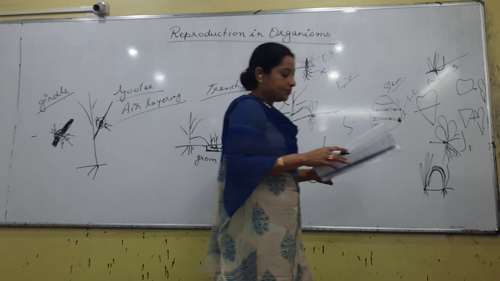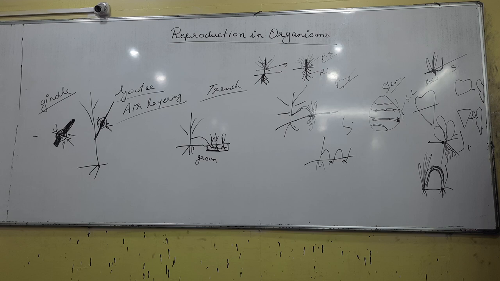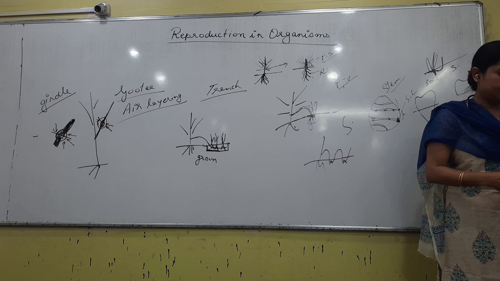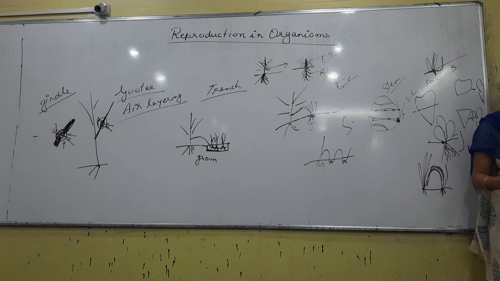Go through this one, air layering, read the point. Look into the diagram and read the sentence. The girdle portion is covered with moist moss. Could you see that line? Page number 20, method. The girdle portion is covered with moist moss. Why is it covered with moist moss? So that it can retain the water.